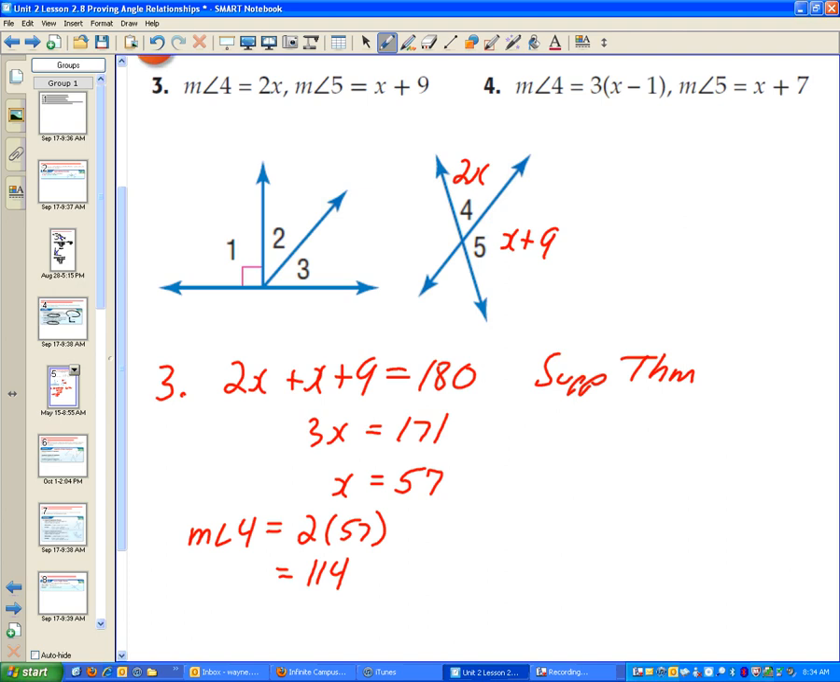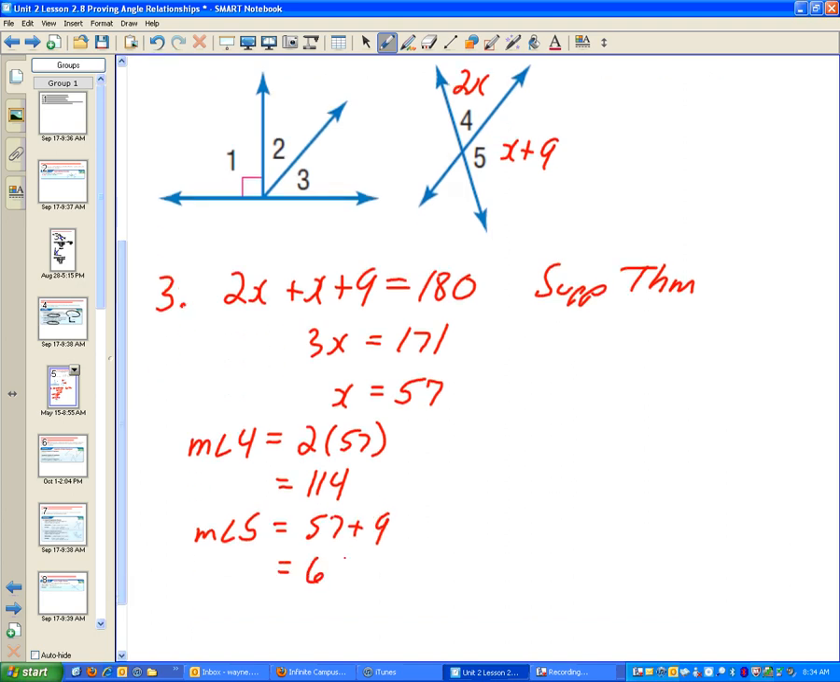It looks to me like the simplest way is probably just to use the x plus 9. All right. So the measure of angle 5 would be 57 plus 9. What's that? And then you can always double check yourself. They're supposed to be supplementary. Do 114 and 66 have a sum of 180? Yeah. So I'm feeling pretty good about that one. And we used the supplement theorem. Any questions on 3? All right, do 4 all by yourself.